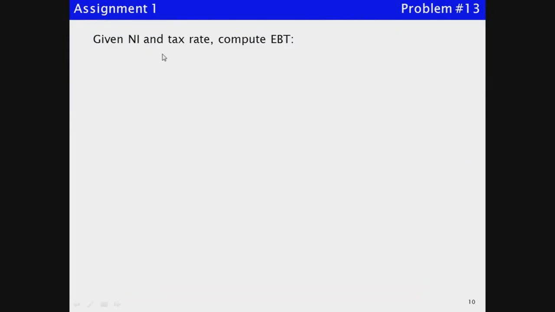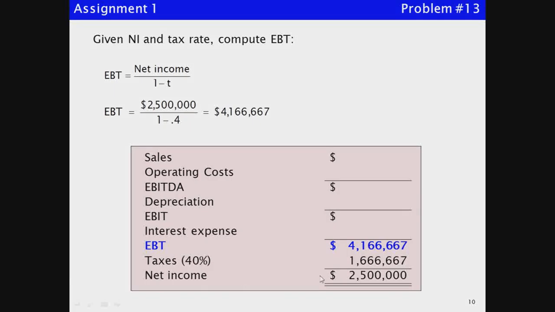Given the net income and tax rate, we want to compute EBT. We know that given net income, we can divide by 1 minus t. Remember that from part 1, we derived that briefly. Take the 2.5 million, divide by 1 minus 0.4, and we get EBT of $4,166,667. So I've started at 2.5 million, and we've worked up to EBT of $4,166,667. We already know interest expense and depreciation are going up.